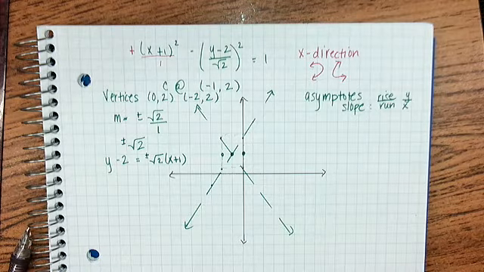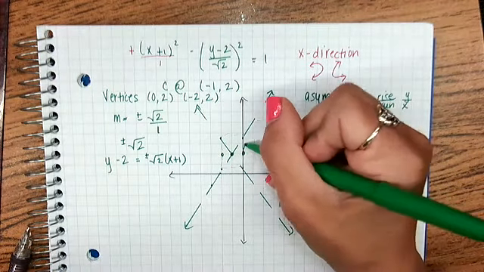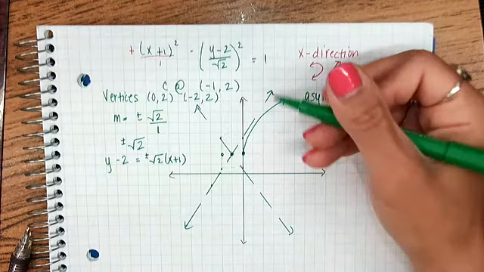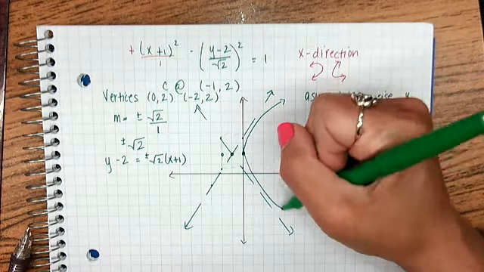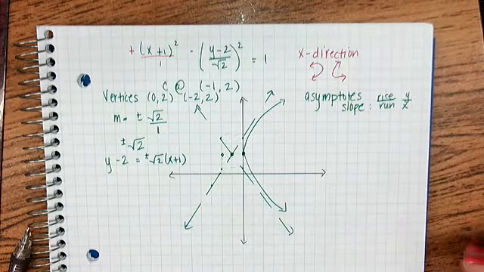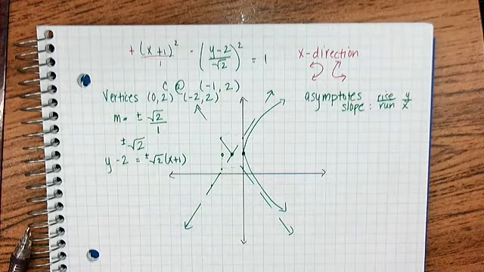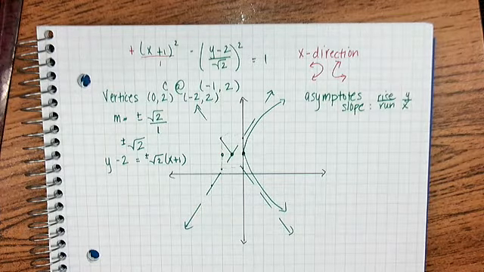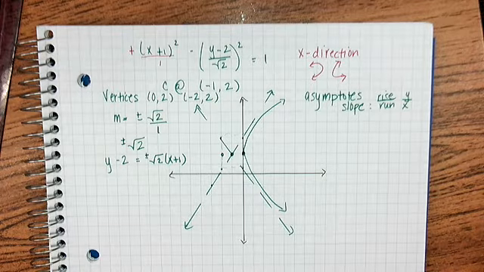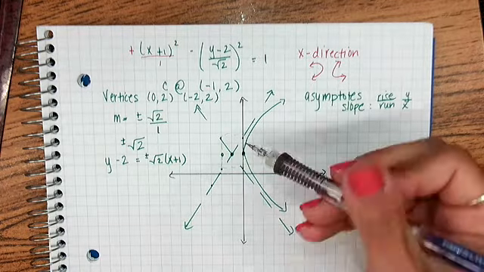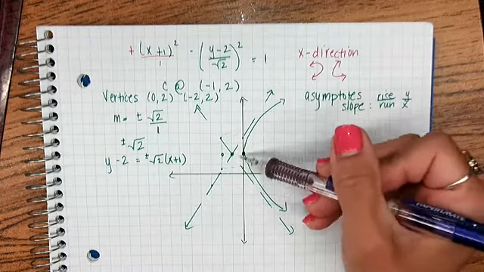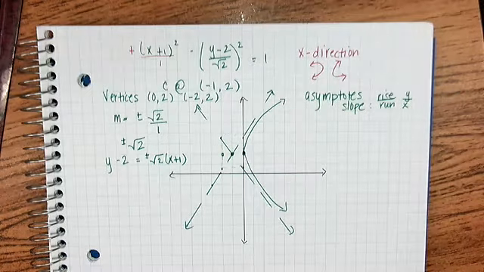This hyperbola opens very wide. You need to make sure you are approaching the asymptotes. So if you're asked to graph this on the final, which frankly I don't think you are, but if you are, you better make sure that you are approaching the asymptotes.